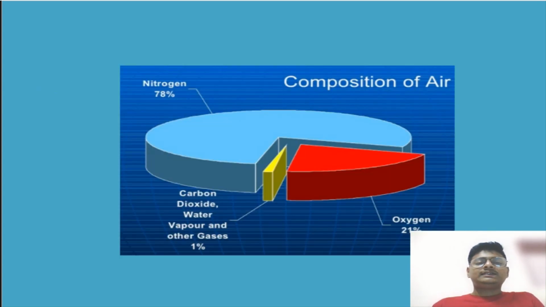Are you able to see this? This is the composition of air. The composition of air in our atmosphere is: the main component is nitrogen, which is about 78%, and oxygen is the second largest, about 21%. The remaining 1% includes carbon dioxide, which is 0.04%, and the rest is vapor and other gases. Okay students, got it everyone?